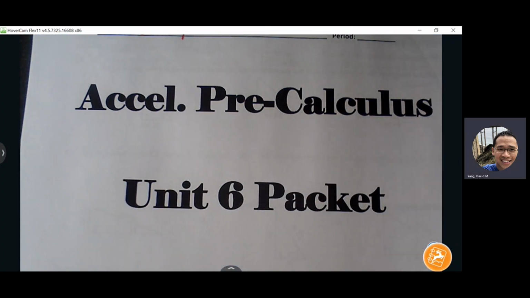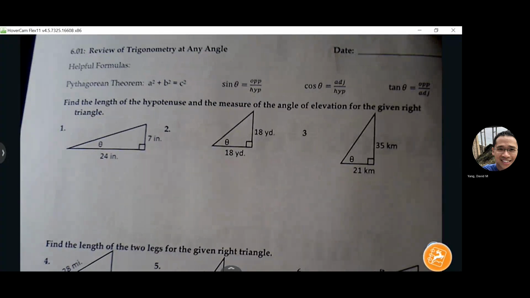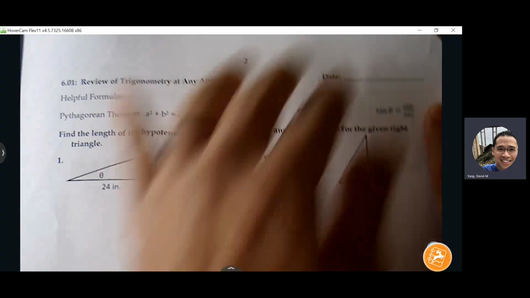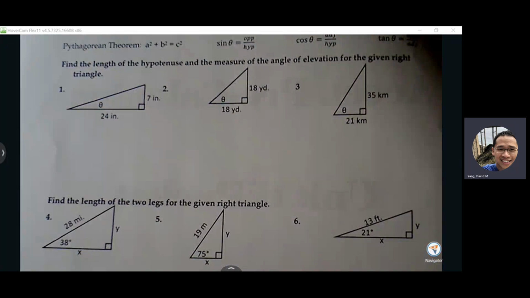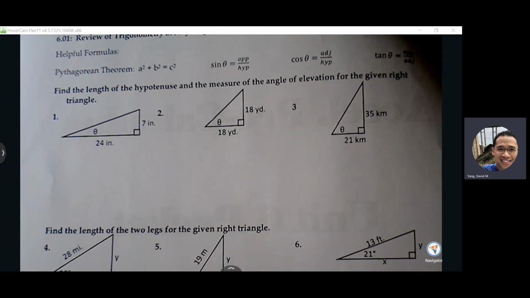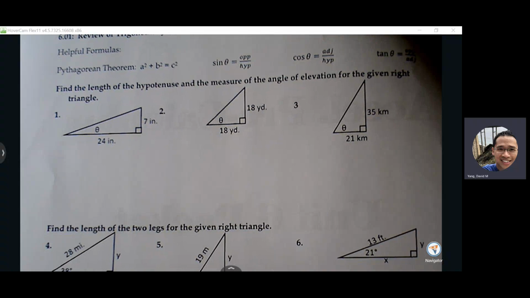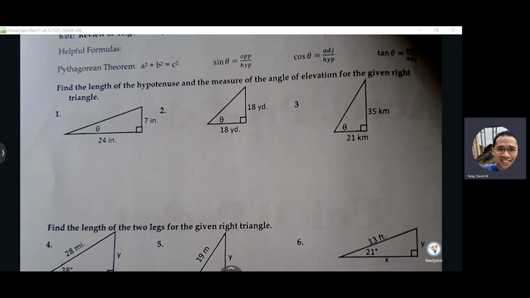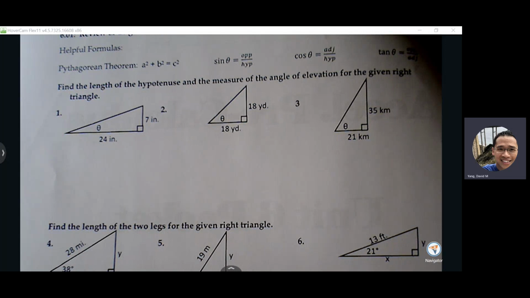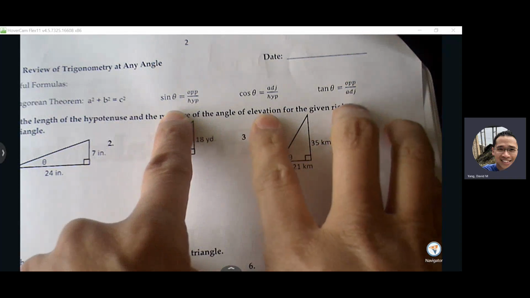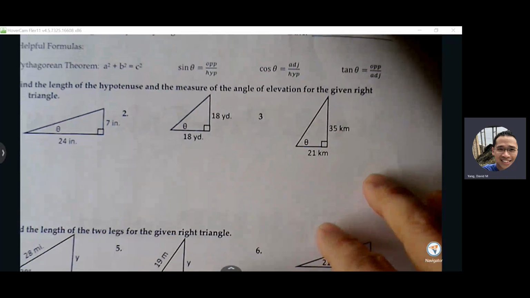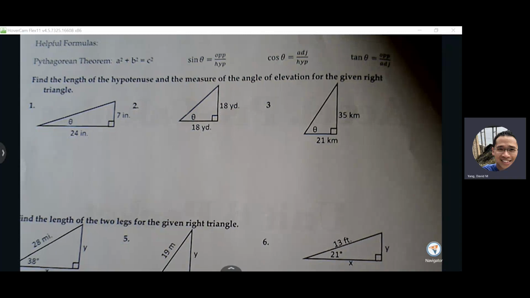All right, let's go to page 2. We should feel very familiar with this, but we definitely want to have a good feel for all of this. A lot of what we're going to see in future units, we're going to rely on right triangle trig. So the Pythagorean theorem, a squared plus b squared equals c squared, allows us to find any missing length of a right triangle. Sine, cosine, tangent, SOHCAHTOA, allows us to find either missing sides or missing angles of a right triangle.